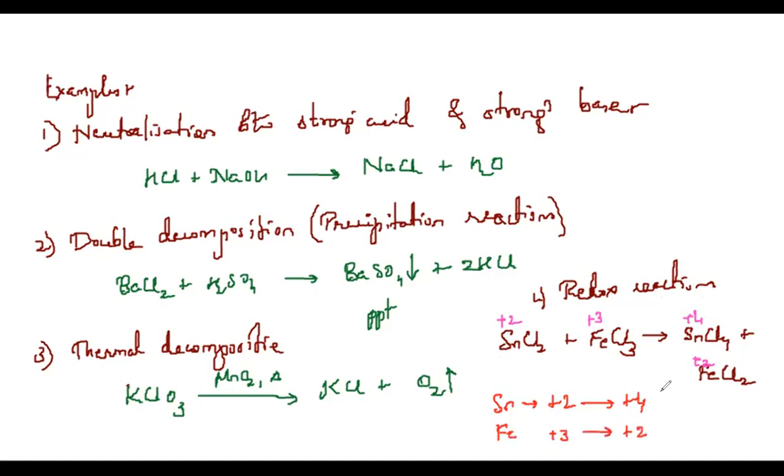So increase in oxidation number is what? It is oxidation, loss of electrons. Decrease in oxidation number is what? It is reduction, that is gain of electrons. So here both are taking place. Therefore, I call it a redox reaction. So these are all examples of irreversible reactions.